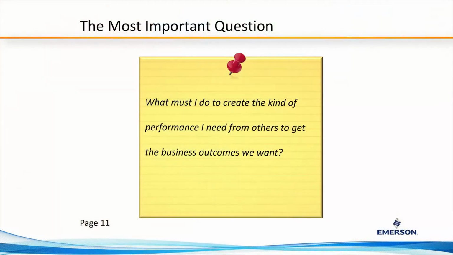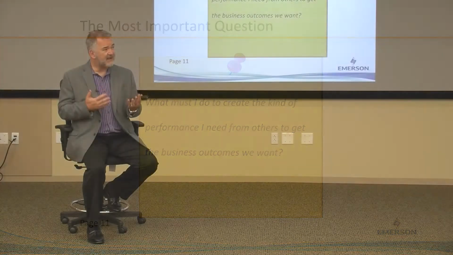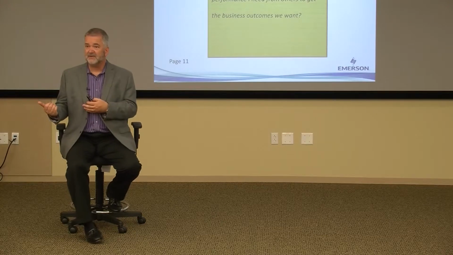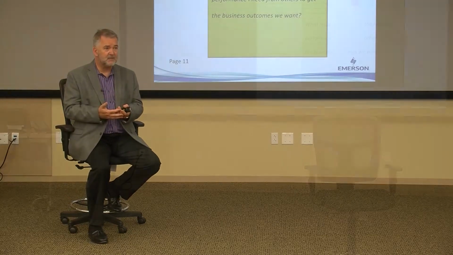So to kind of set a stage and kind of an overall layer of what we're looking at here over the next couple days, here's what I think is one of the most important questions we'll ever ask ourselves. It's right here up on the slide. There's a place for you to write it down on page 11. This will be on the test tonight. But here it is. What must I do to create the kind of performance I need from others to get the business outcomes we want? And when I ask this question as a manager and leader, what must I do to create the kind of performance I need in others to get the business outcomes we want?